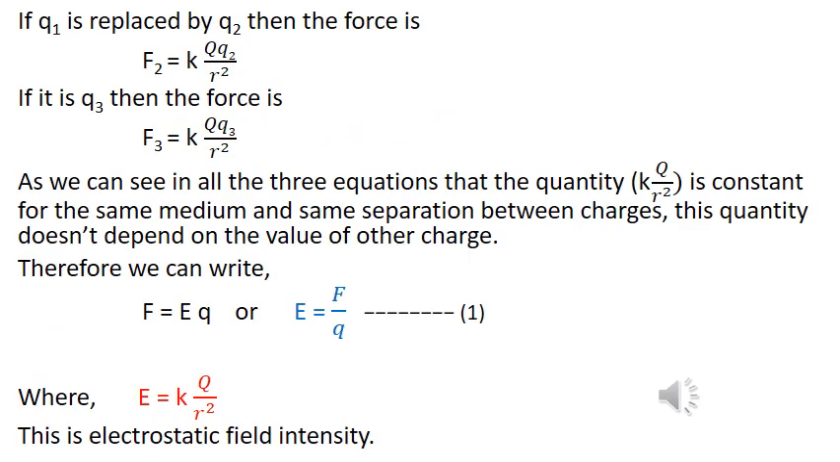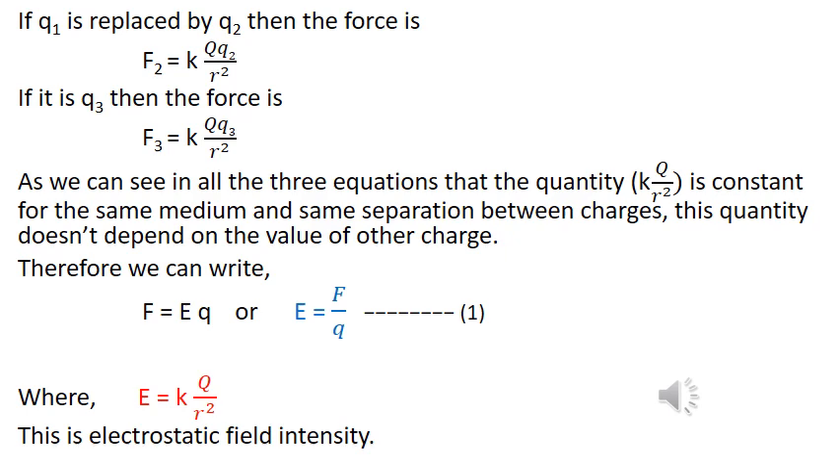Now if we replace test charge Q1 by another test charge Q2, the magnitude of force will change, which is equal to K Q Q2 upon R square. Again replacing the test charge by Q3, we will get F3 equal to K Q Q3 upon R square. Comparing the three equations, we see that there is a constant quantity kQ by r square in all three equations for the same medium and same separation between the charges. This quantity doesn't depend on the value of the test charge. Hence, we can write the electrostatic force is equal to E into the magnitude of the test charge. That is, F is equal to E into Q. Here, E is equal to kQ by r square.